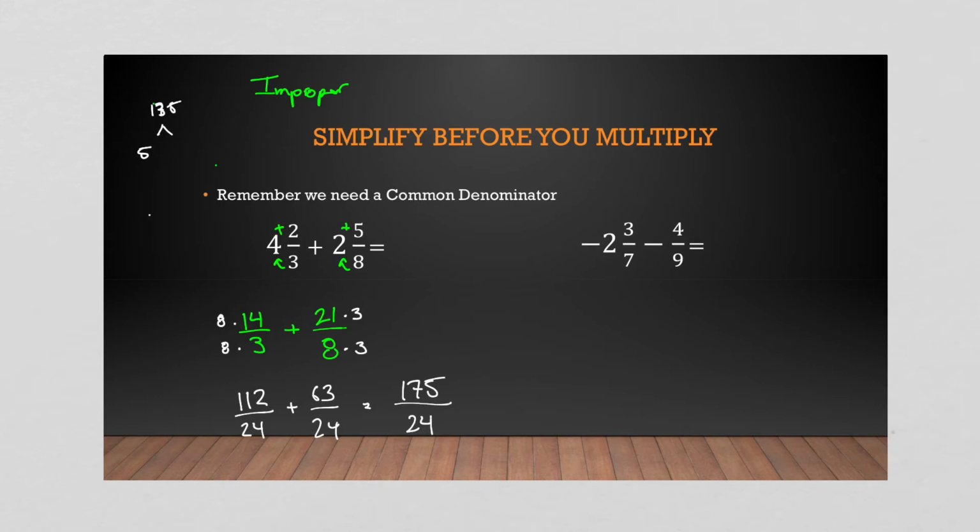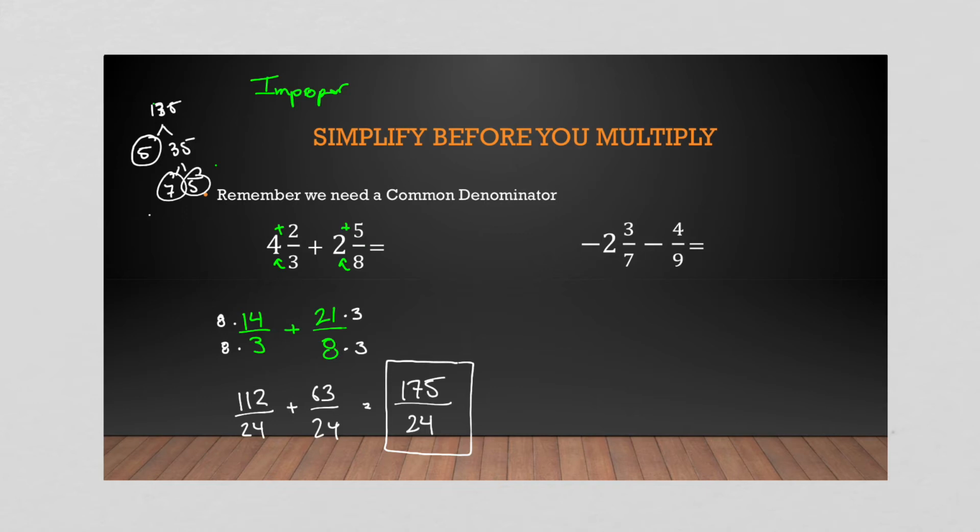35. And 35 is just 7 times 5. So if 175 over 24 is simplifiable, it means I have a factor of 5 or 7 in the denominator. But 24 is just 3 times 8, and 8 is just 2 times 2 times 2. So that cannot be simplified down. So we'll leave that there.